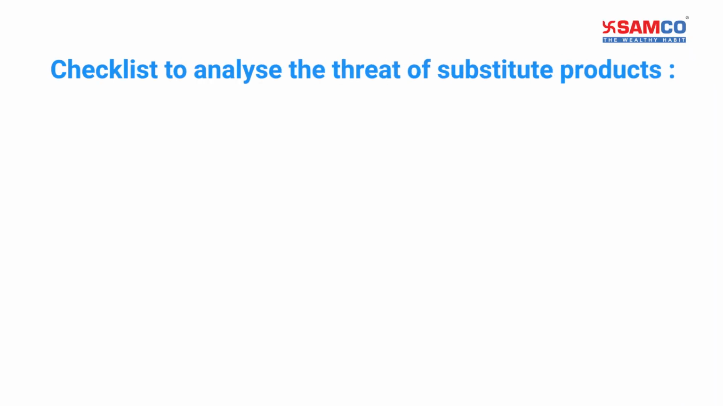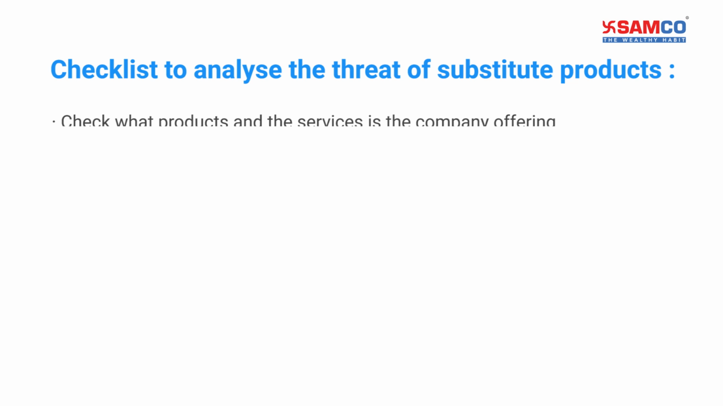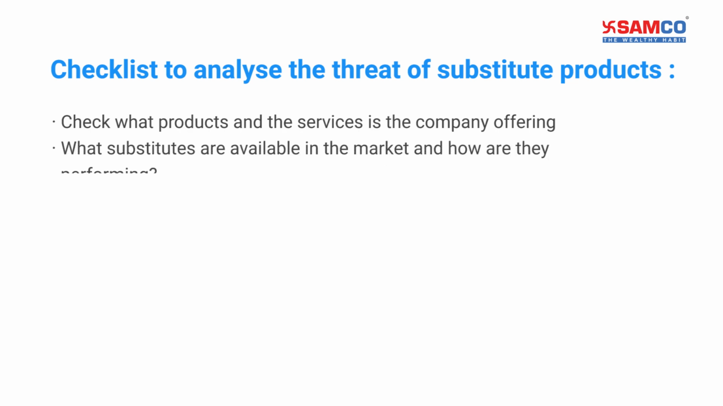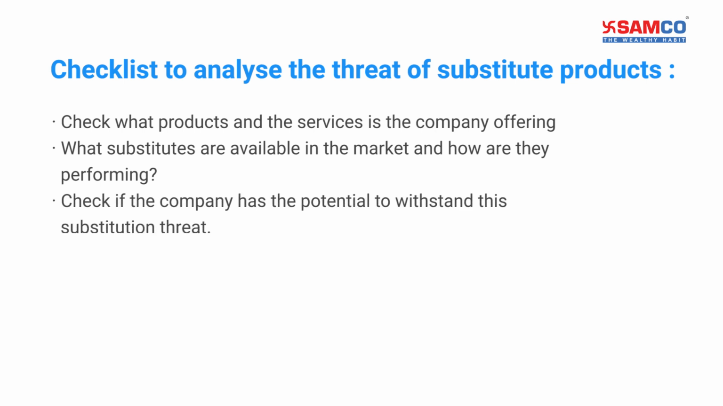So, before investing in a company, check what products and services the company is offering, what substitutes are available in the market, and how they are performing. And lastly, check if the company has the ability and the potential to withstand this substitution threat that is threatening their profit lines. These were Porter's five forces.